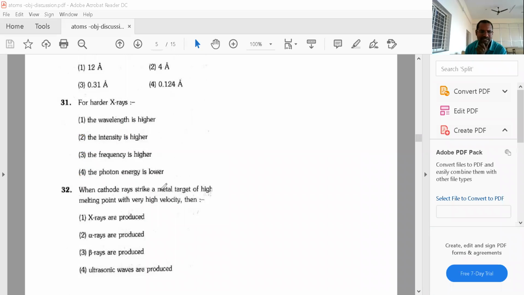When cathode rays strike a metal target of high melting point with high velocity, what happens? X-rays are produced. This is how X-rays are produced. Yes, that is the correct answer.